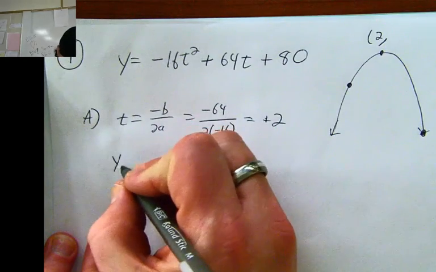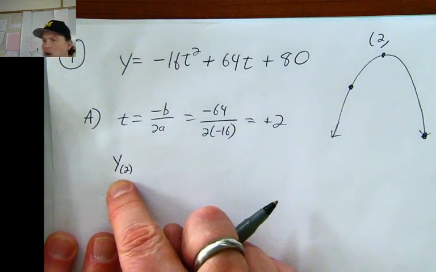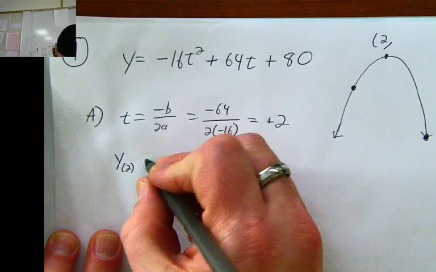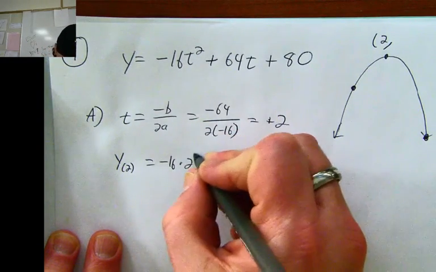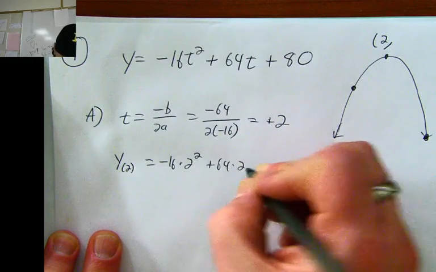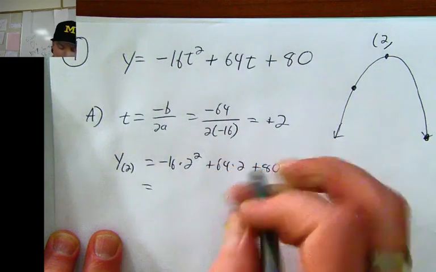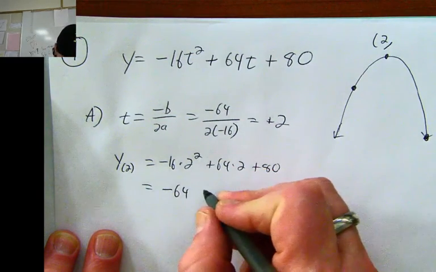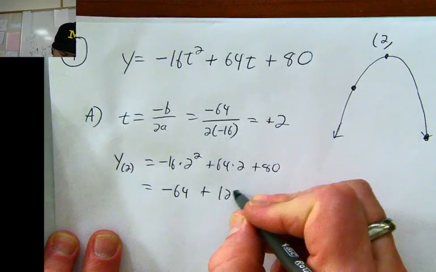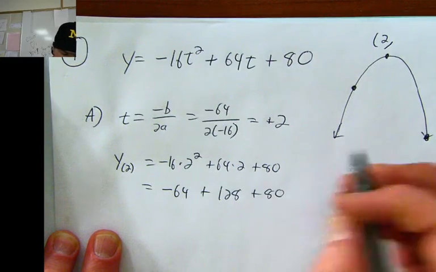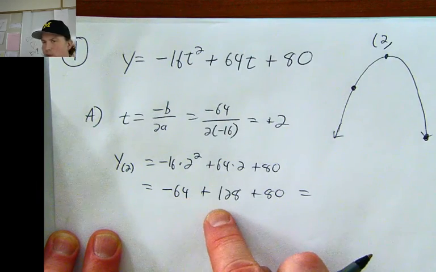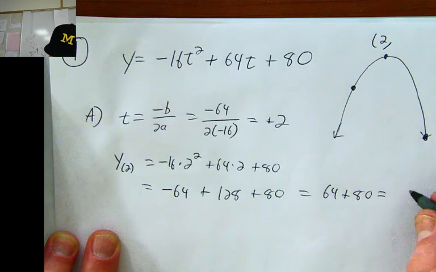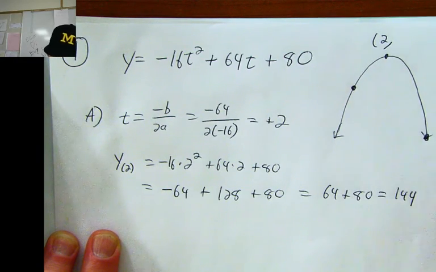And then I do y of 2 to figure out what the height of this object will be after 2 seconds. So negative 16 times 2 squared plus 64 times 2 plus 80. That works out to be 4 times negative 16 is negative 64. 64 times 2 is 128 plus 80. Negative 64 plus 128, that's 64. And 64 plus 80 is 144.